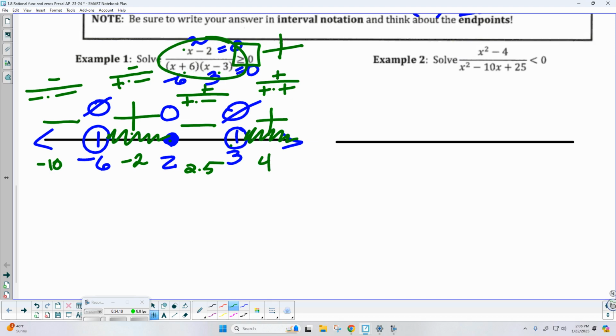The final answer is going to be to take your shading and write it as an interval notation. So for this one, I'm going to say parentheses -6 to 2 bracket union parentheses 3 to infinity. And there we go. Any value I take out of those intervals should make it a true statement. That's a solution.